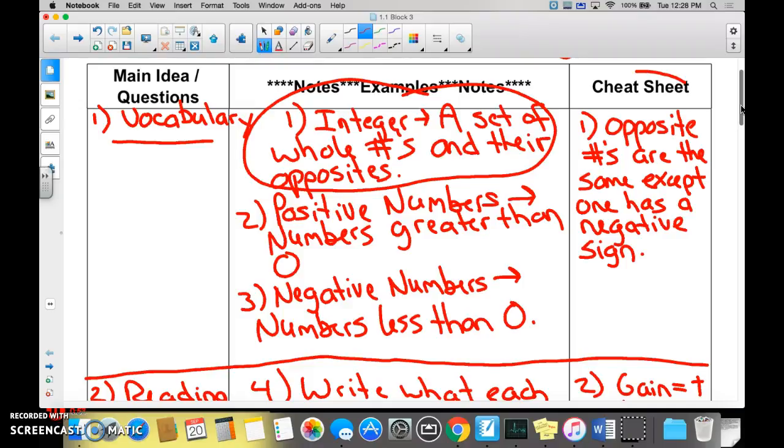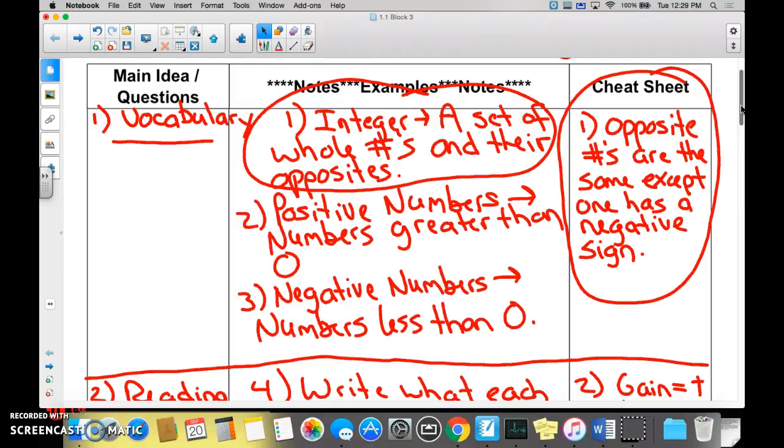The cheat sheet idea, the thing that we would take to a final test if we could take one thing from this main idea, is that opposite numbers are the same except one has a negative sign. So if I'm talking about the number 7, everyone tell me, what is the opposite of 7? -7. What is the opposite of negative 2? -2. Okay, let me try that again. What is the opposite of negative 2? 2. So one has a negative, one does not.